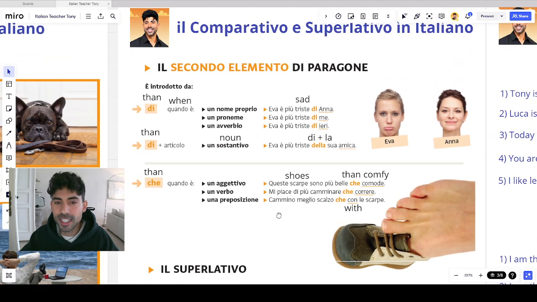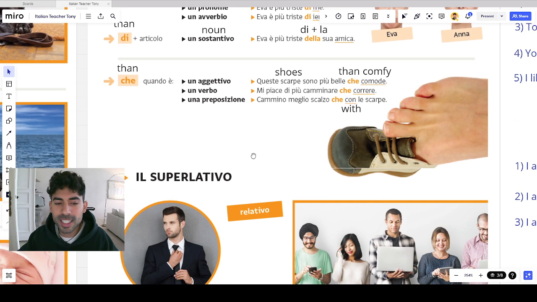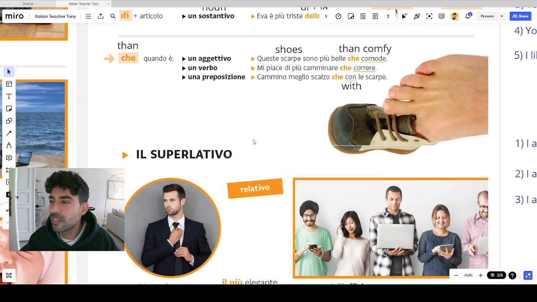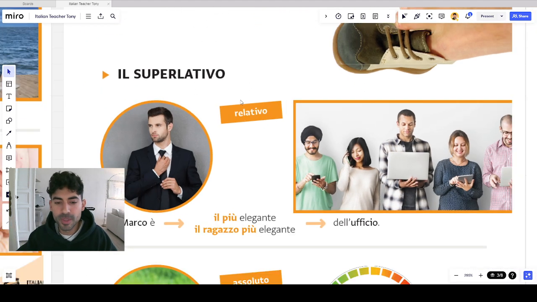We just had a look at how to form comparison in Italian, so when you're comparing two elements with each other. But now let's have a look at the superlative in Italian. Superlative is basically the equivalent of English, say, the tallest, or very big, or the biggest, the most beautiful. You know, this construction in Italian is called superlativo. Now, let's have a look.